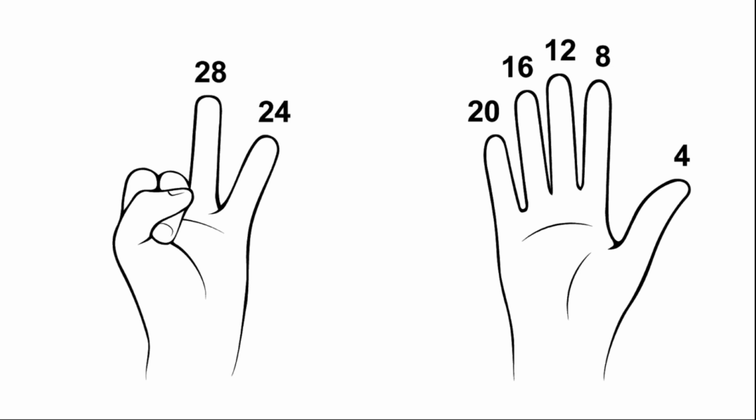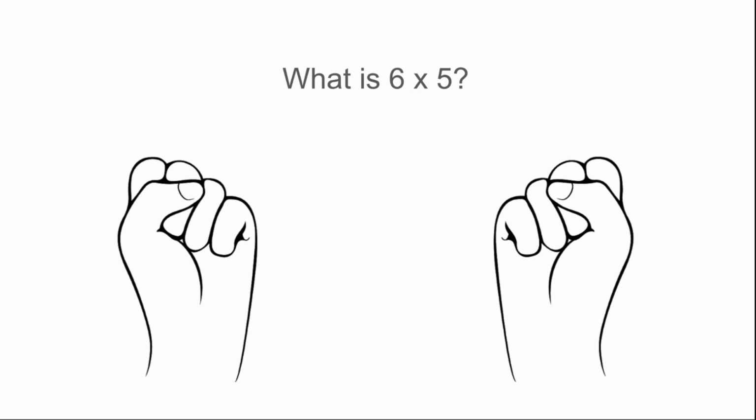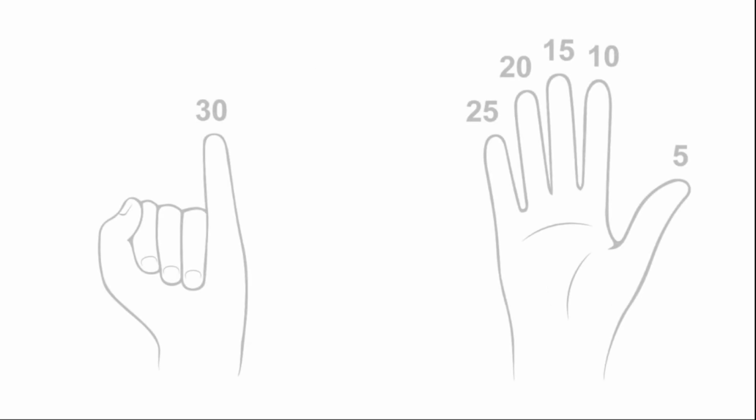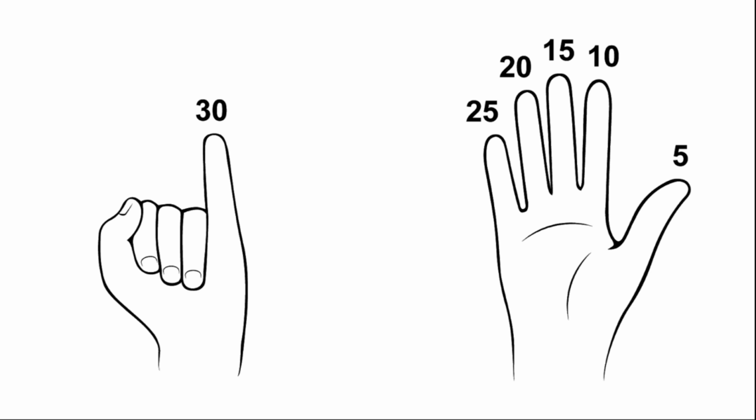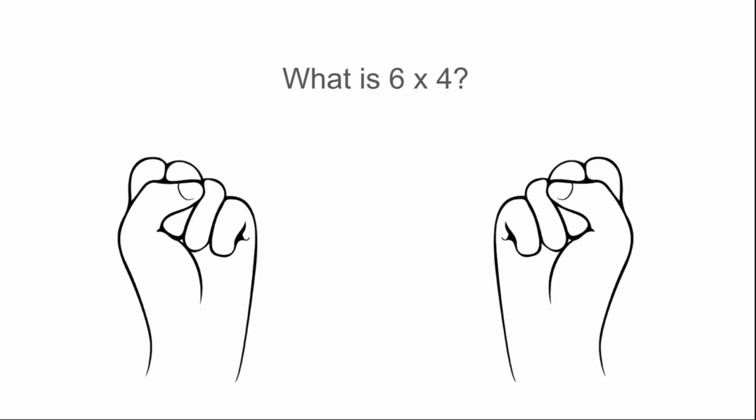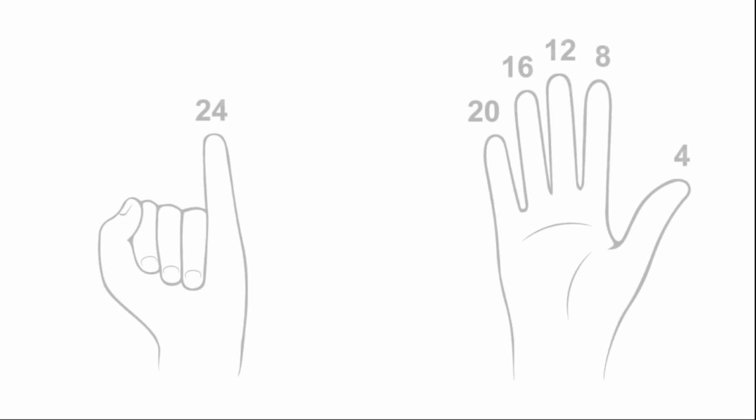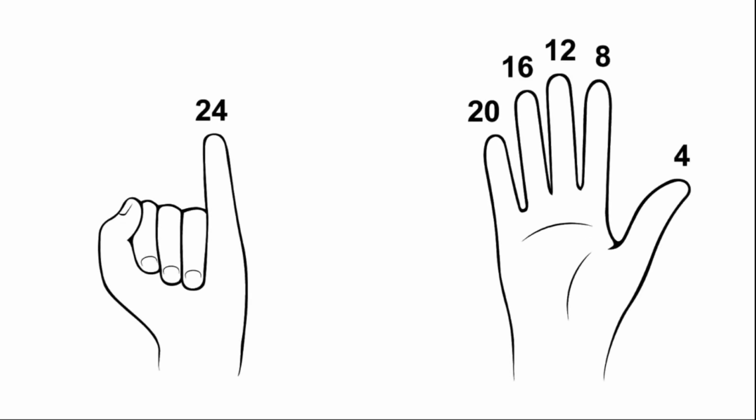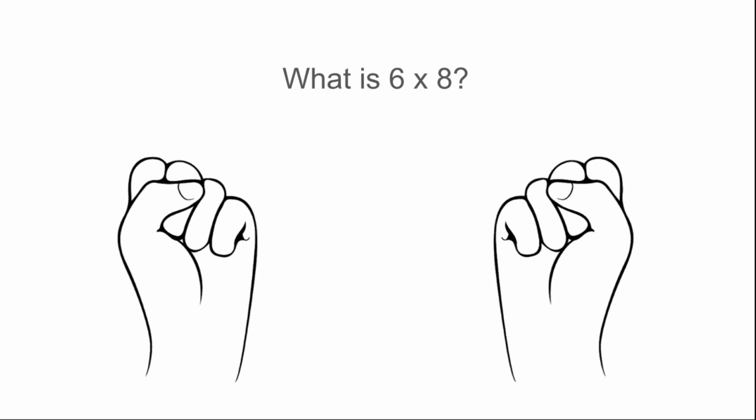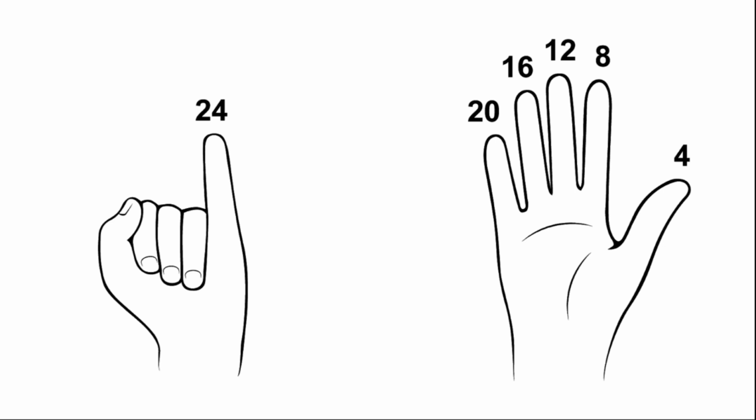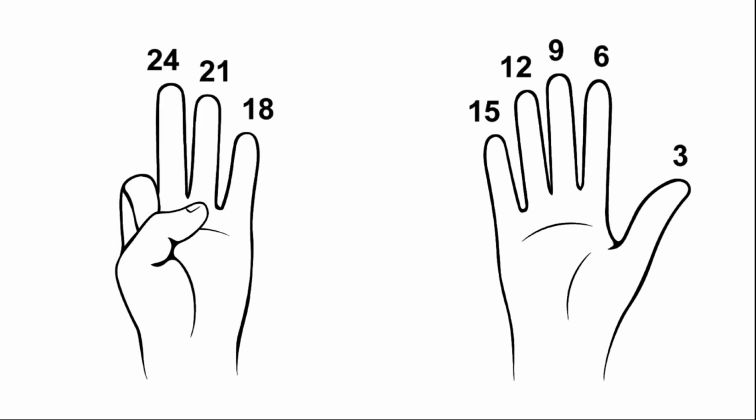After some practice, mix and match with other multiplication facts. For example, what is 6 times 5? She is counting by fives up to 6 fingers. What is 6 times 4? She is counting by fours up to 6 fingers. What is 6 times 8? She is counting by fours up to 6 fingers, or 24, and doubling it to get 48. She can also count by threes up to 8, also 24, and double that to get 48.